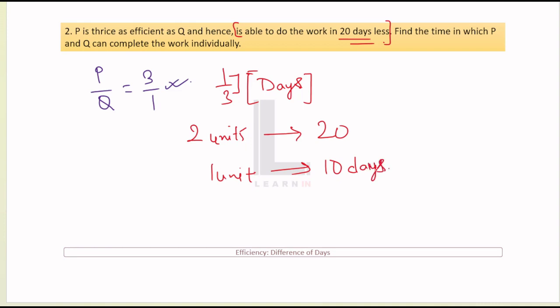Okay. Now here, remember, we are not dealing with these number of days. We are totally dealing with the number of days. We are not dealing with the efficiency. So number of days does the work in this fashion.